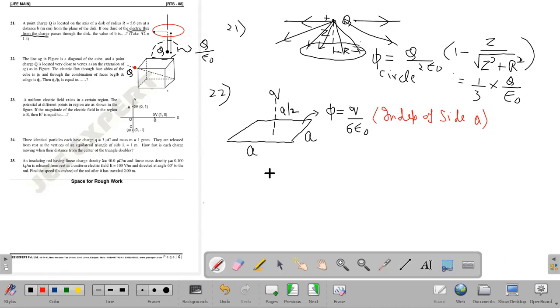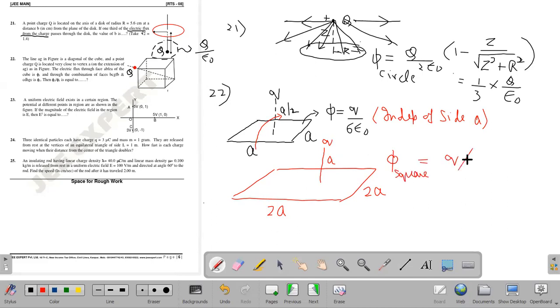and that means if I have another square surface of side 2a and a charge is present above the center of this square, only thing is that the charge should be at a half distance. The charge must be at a height which is half of the side. Then you can use this result that flux equals Q upon 6 epsilon 0. In this case also, the flux of this square will be Q by 6 epsilon 0.